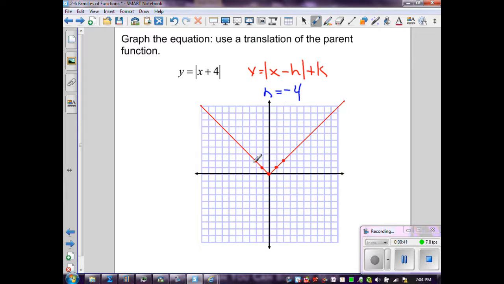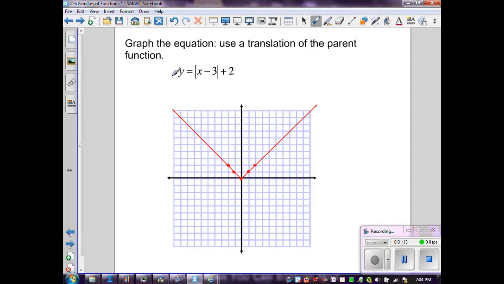So I just take every ordered pair from my parent function and move it to the left 4 units: 1, 2, 3, 4. And this graph is for the function y equals the absolute value of x plus 4.